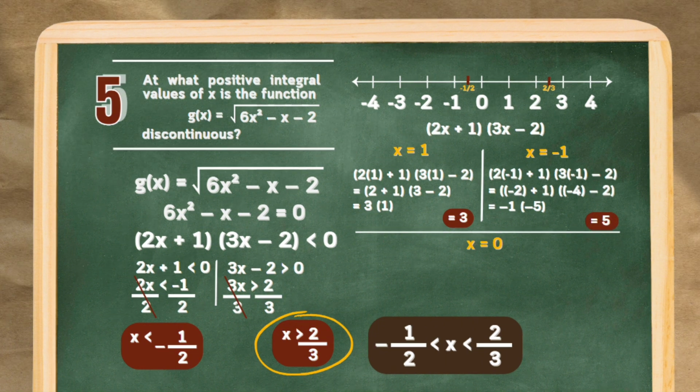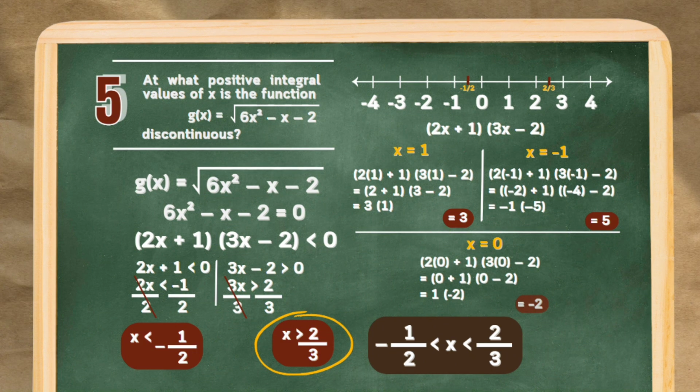And lastly, x equals 0. So, kagaya ng ginawa natin sa x equals 1 and negative 1, i-substitute lang natin yung 0 sa lahat ng x. So, 2 times 0 plus 1 times 3 times 0 minus 2, and magiging 0 plus 1 times 0 minus 2, and magiging 1 times negative 2, the answer is negative 2.